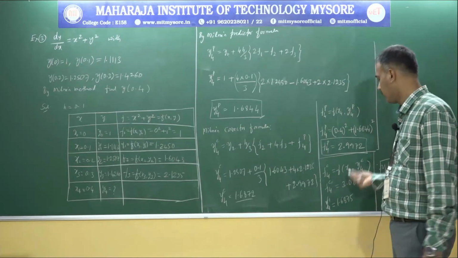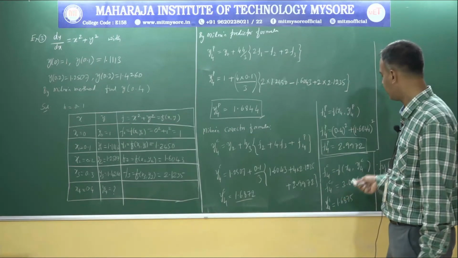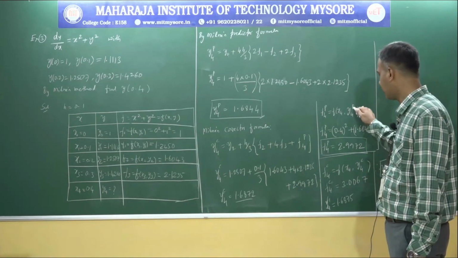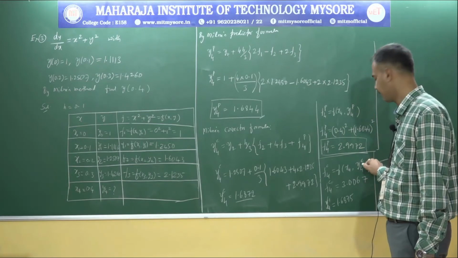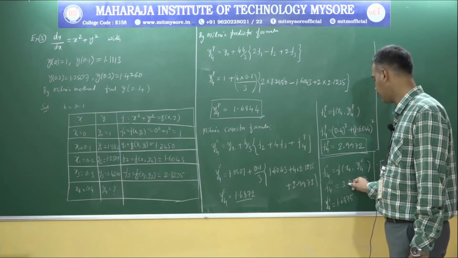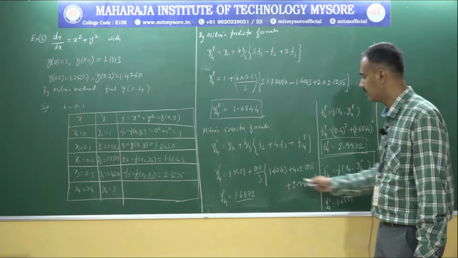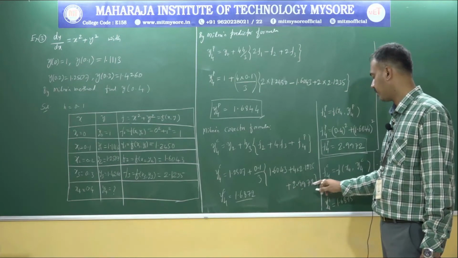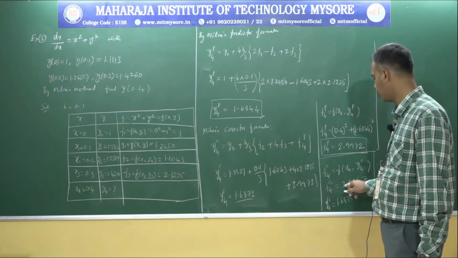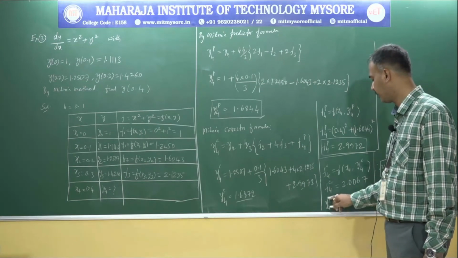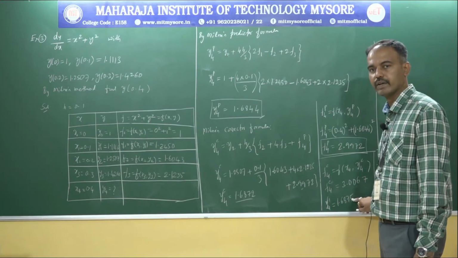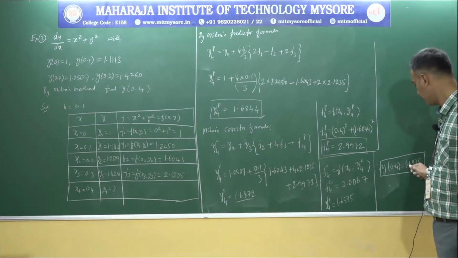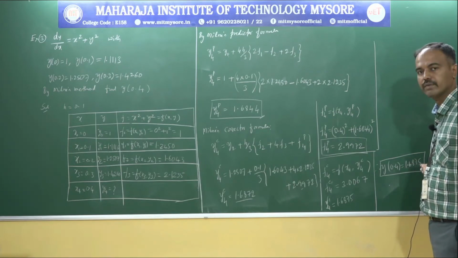Next, one more step: we can apply the corrector formula another time. f4c is f of x4, y4c. Here the predictor value was used before; now the corrector value is replaced. We get f4c as 3.0067. The same expansion, only replacing 2.9972 with the corrected f4c value 3.0067, we get y4c1 as 1.6875. Finally, we conclude that y of 0.4 is 1.6875.